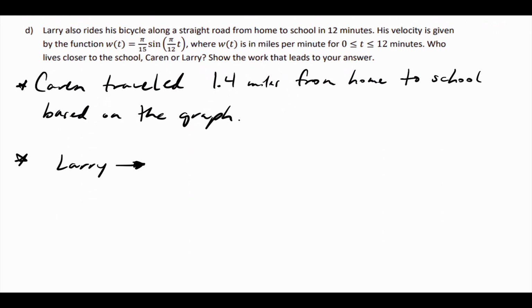Larry, how do I find out Larry? I don't have a graph, so I can't use a graph. But I do have W of t. They do give me W of t, and they say that's his velocity. So how can I use velocity to find total distance traveled? Integrate. So you're going to integrate from 0 to 12 W of t dt.